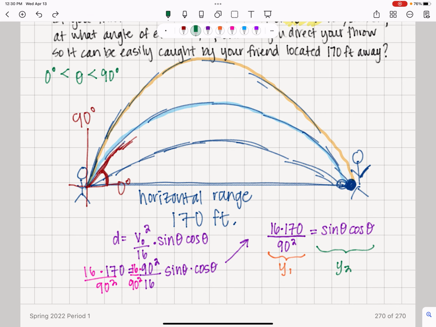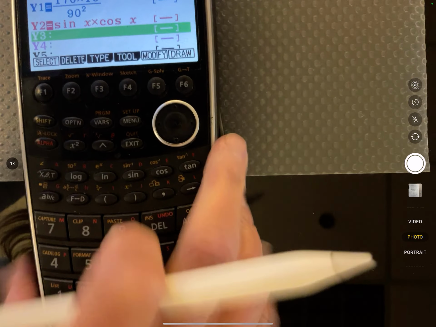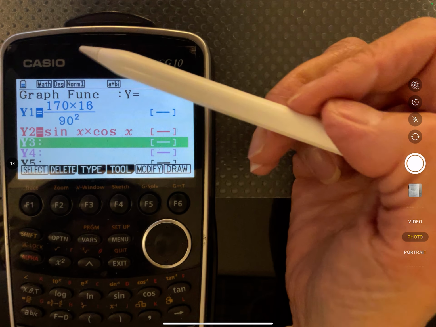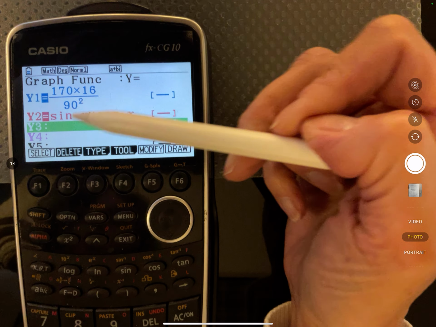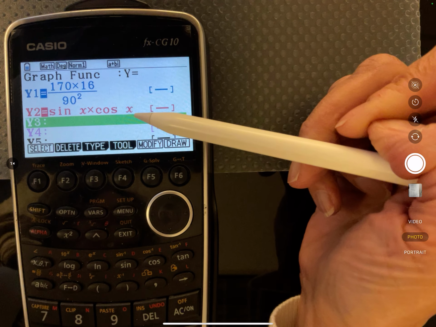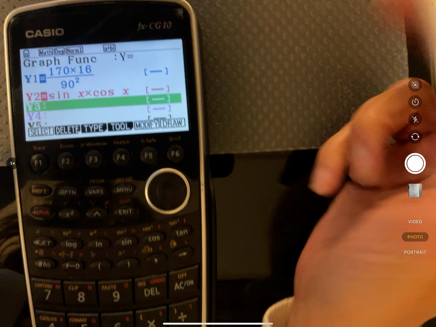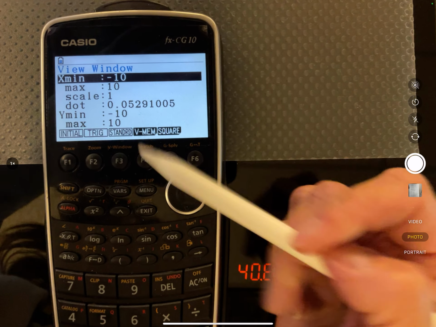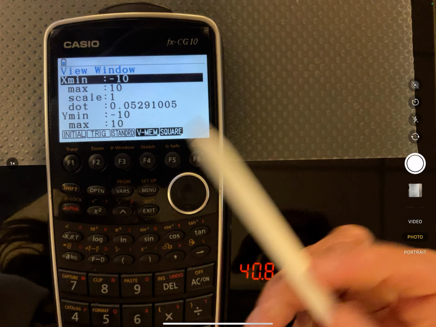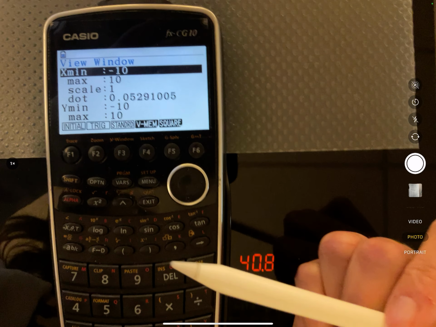Since I'm in degrees, I'm going to put my calculator in degree mode. So here we are, we're in degree mode, and I put the left-hand side of the equation in for y1, and I put the right-hand side of the equation in for y2. And then I went to Shift F3, and I have a standard window. So if I don't have a standard window, I'm pressing standard to make it a standard window.